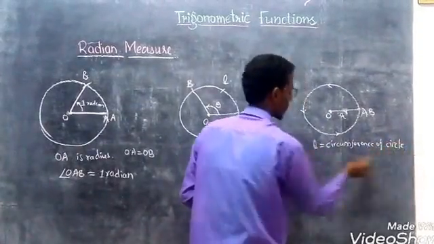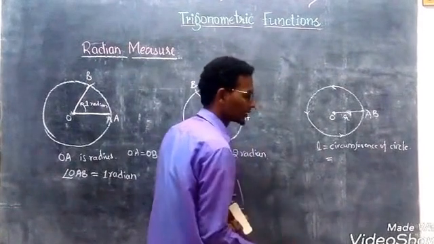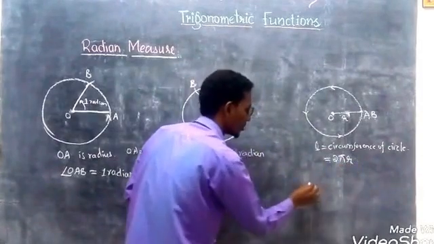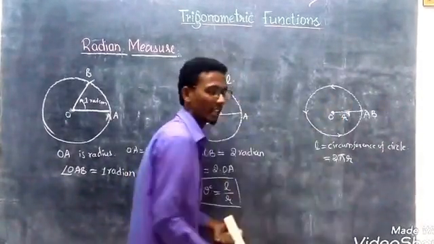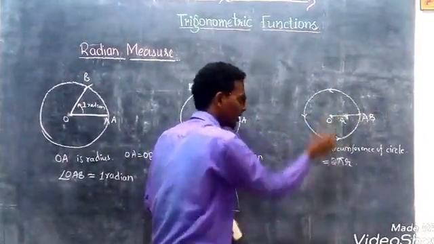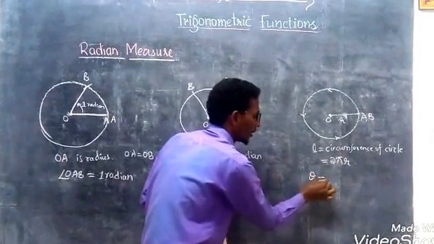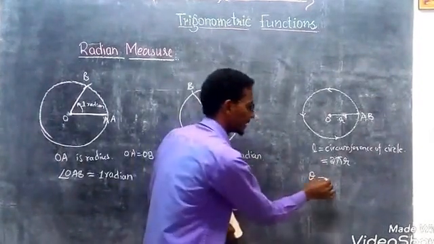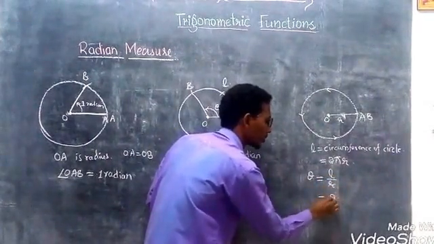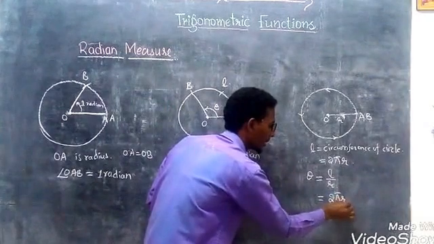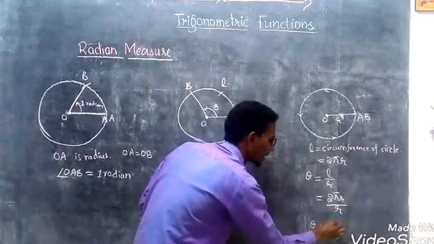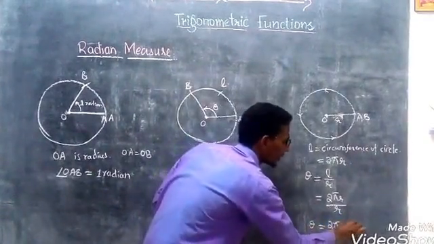We all know the circumference, or perimeter, of the circle is given by 2 pi r. So now theta, the complete angle subtended for one complete revolution, is equal to length divided by r. That is equal to 2 pi r divided by r. So now theta is equal to 2 pi radian. How much? 2 pi radian.